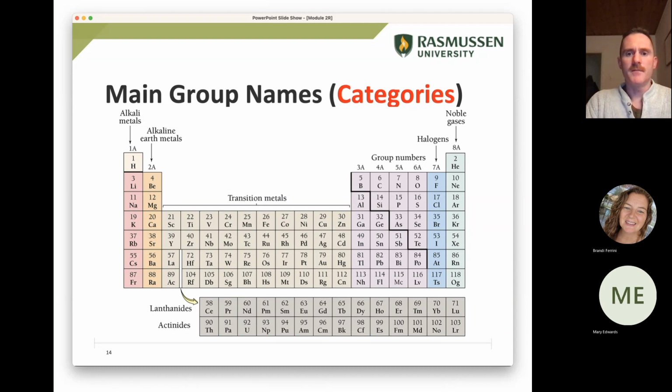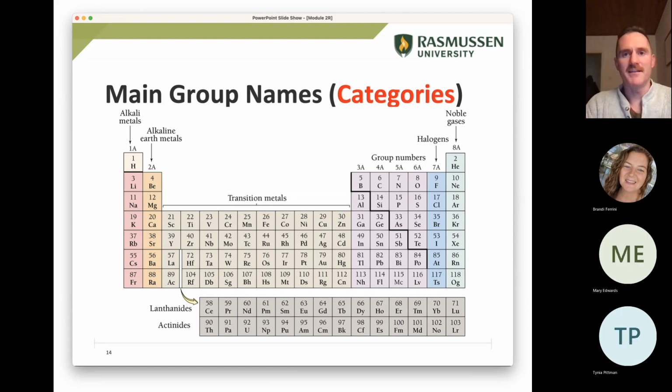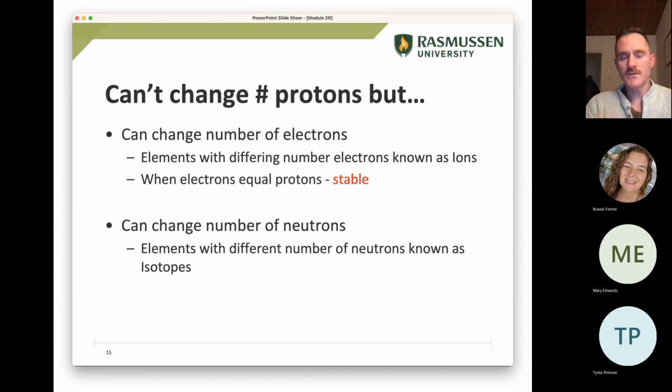So, and if you say halogen, they're thinking very reactive gas, or they're thinking anion. So these names actually have meaning to you as a healthcare professional. I said that you can't change the number of protons and have the same atom, but you can change the number of electrons and you can change the number of neutrons.